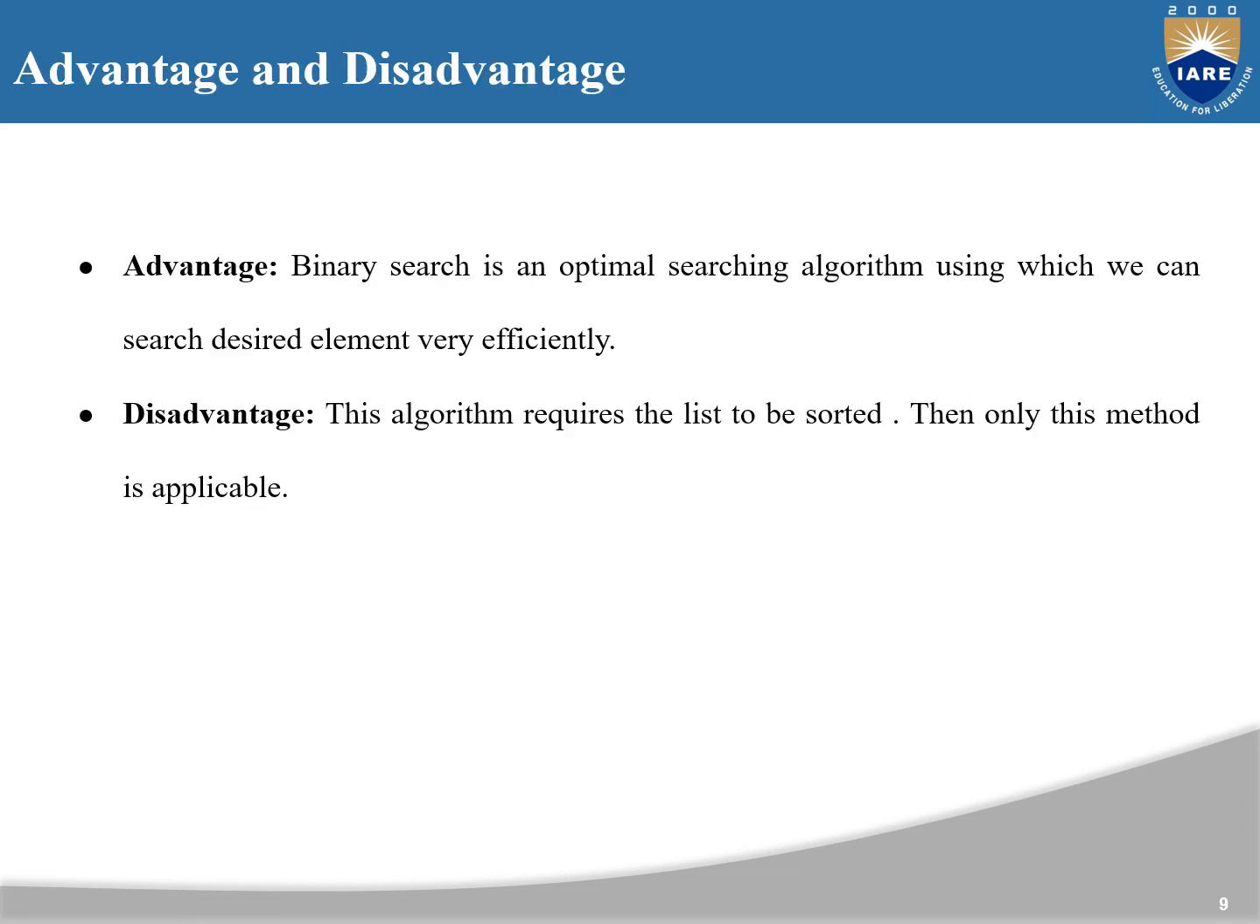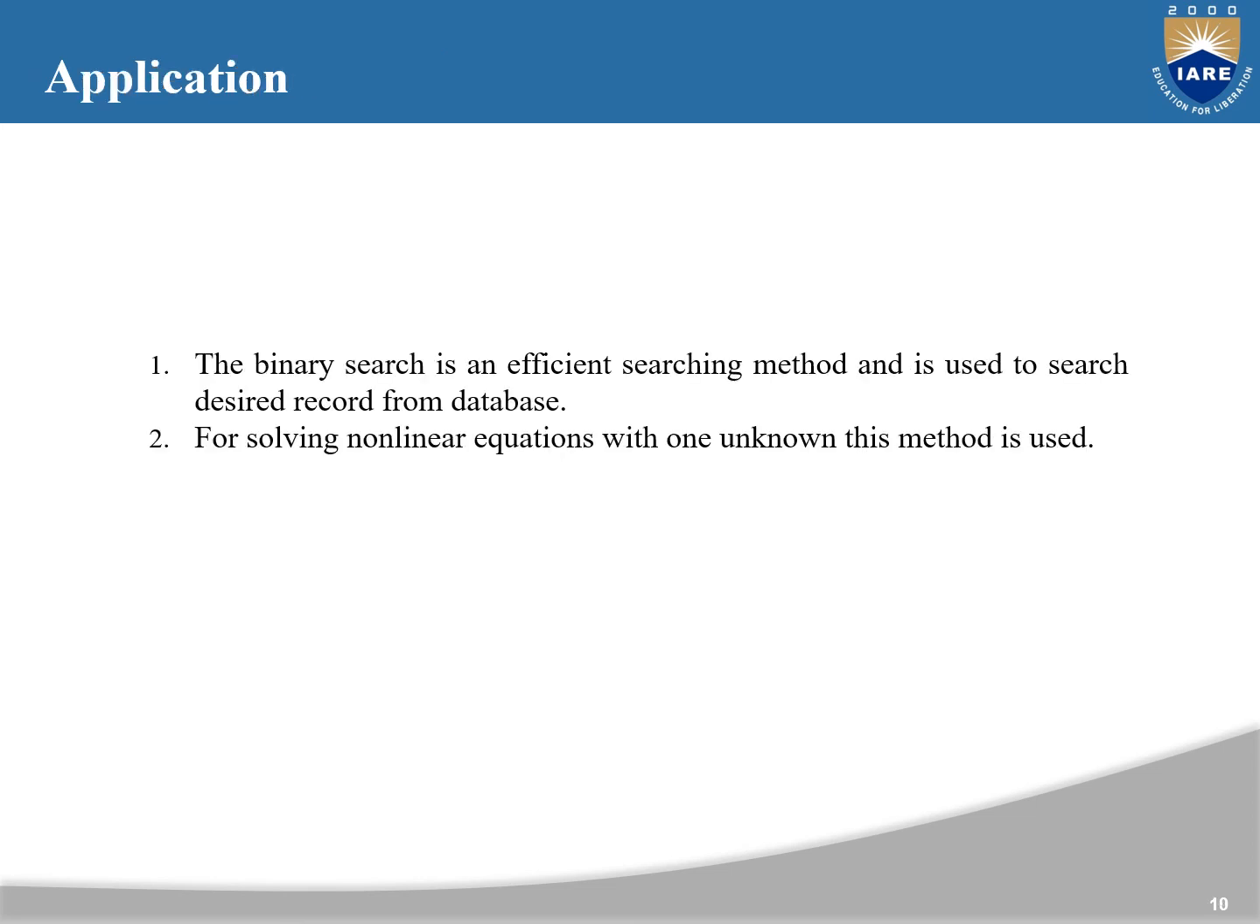Advantage and disadvantage. Advantage: binary search is an optimal searching algorithm using which we can search for the desired element very efficiently. Disadvantage: the algorithm requires the list to be sorted, and only then is this method applicable. Application: binary search is an efficient searching method and is used to find the desired record from a database. This method is also used for solving nonlinear equations with one unknown.